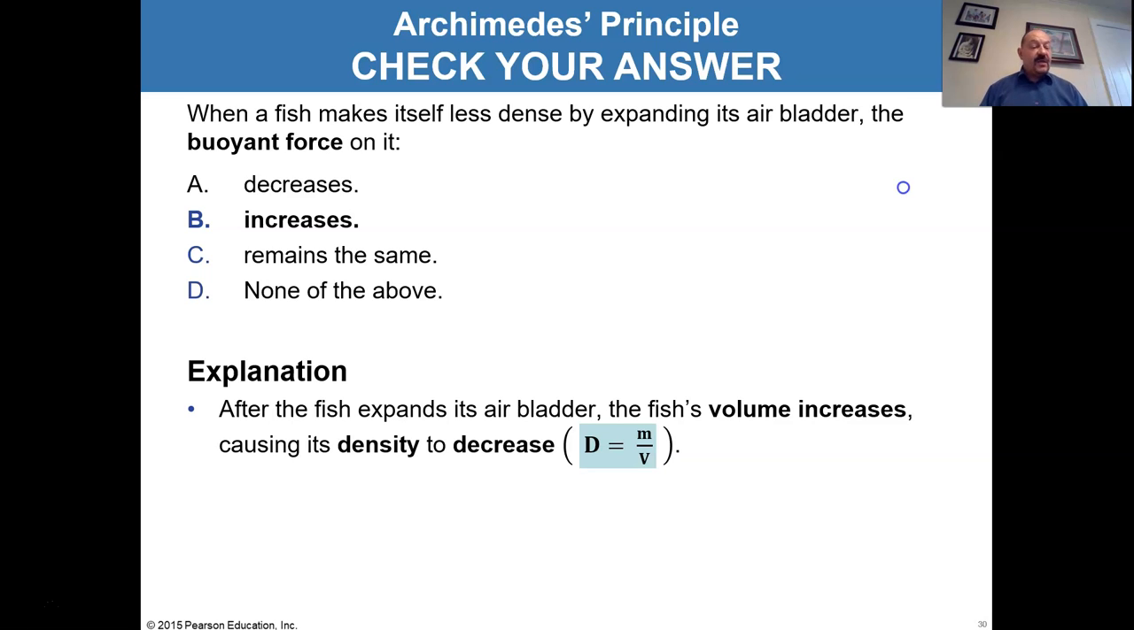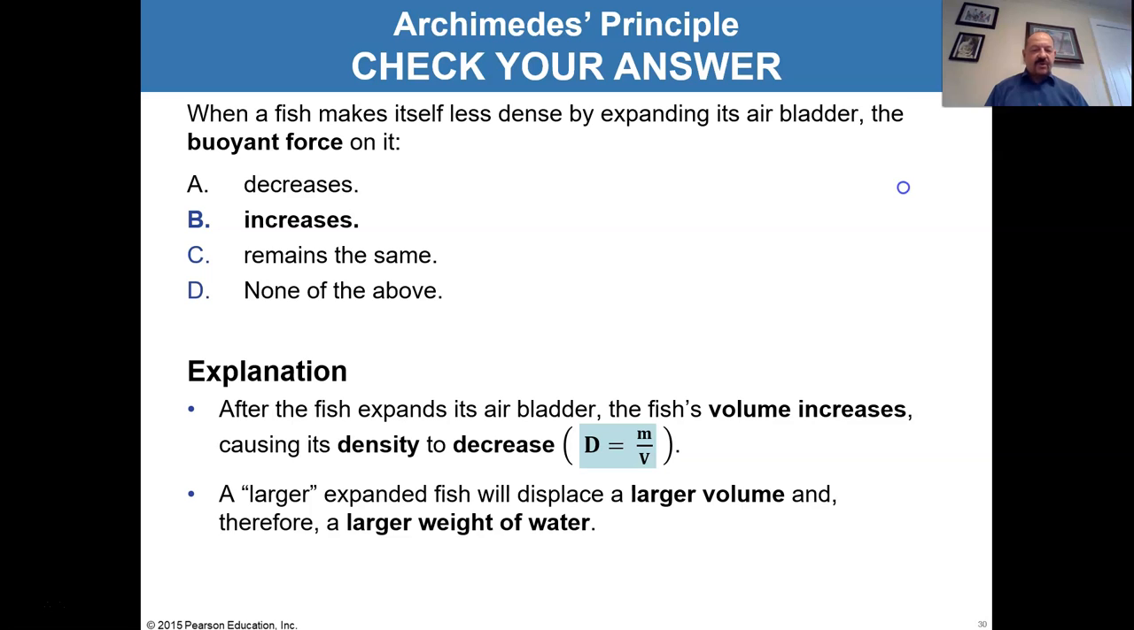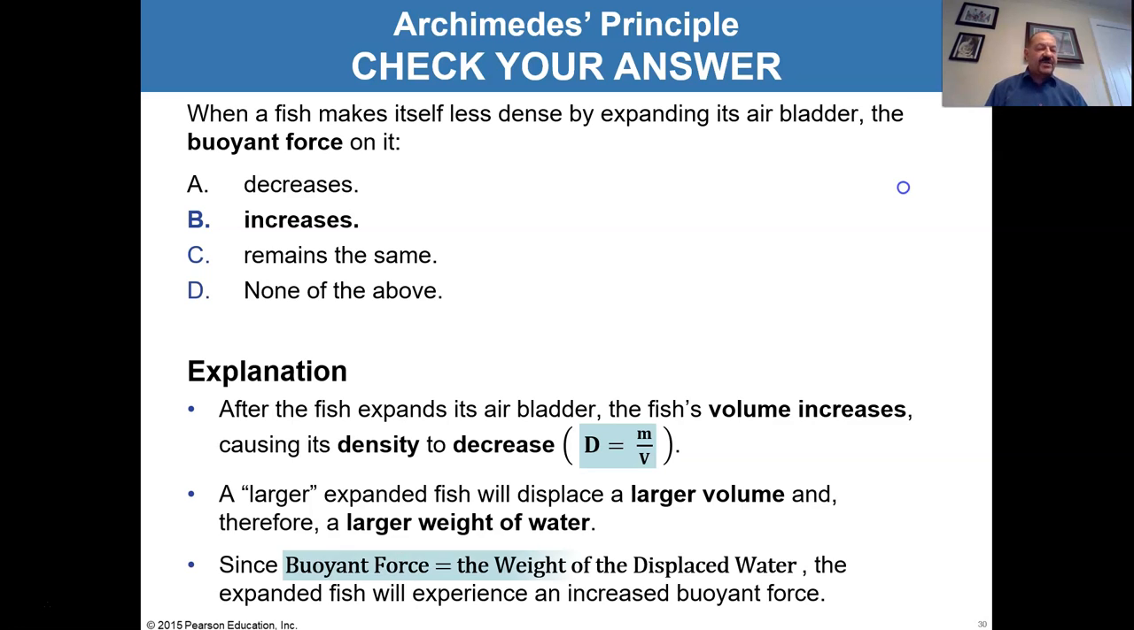Remember, another way to think about it is, you decrease the density, it's less dense than water, or less dense than it used to be, it'll start moving up. It may not move up all the way to float, that doesn't happen until the fish dies typically, but it can move its buoyancy up by doing this. So the larger expanded fish will have a larger volume, therefore a larger weight of water is displaced, and the buoyant force is that displaced weight of water.